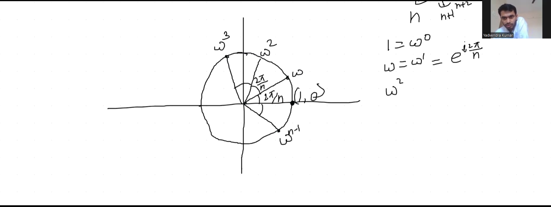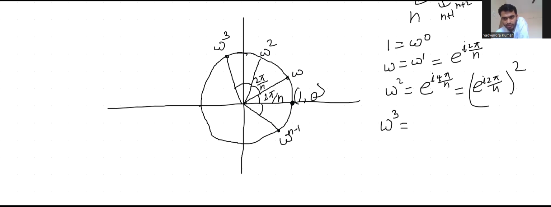Then omega square comes: e to the power iota 4 pi by n. Actually, this can be written as e to the power iota 2 pi by n, whole square. Then omega to the power 3 will come: e to the power iota 6 pi by n, and this can be written as e to the power iota 2 pi by n, whole to the power 3. Similarly, omega to the power 4 will keep coming.